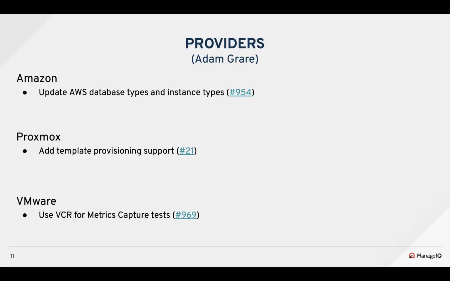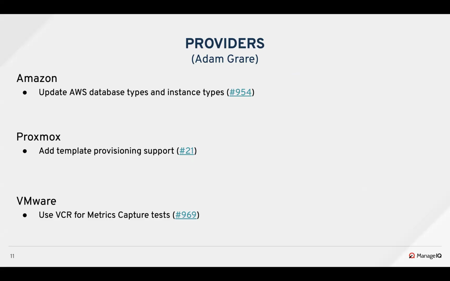Thanks, Gilbert. This sprint, we updated the AWS database types and instance types to keep up with the changes that Amazon are making. For Proxmox, this was a big one. We added provisioning support from a template to a VM. So thank you to the community for contributing that. That was a good chunk of work there.